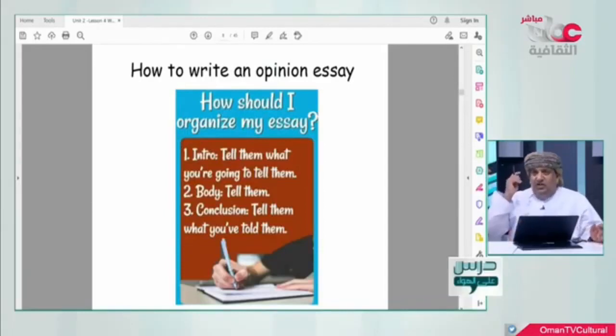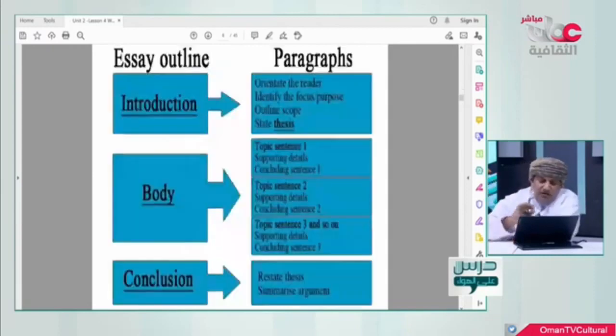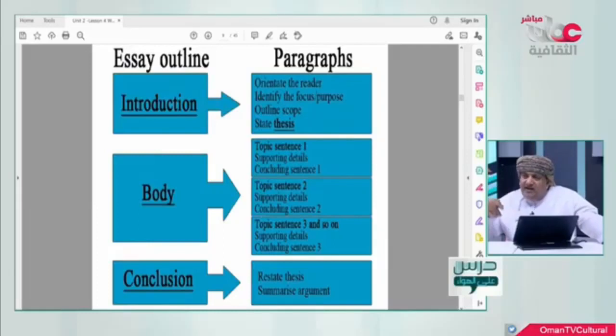So you have three parts in your paragraph, in your essay. First, the introduction. You tell them what you are going to tell. Also, the body. You tell them your ideas and you give evidence. Also, you have the conclusion. You tell them what you have told them before. So the essay outline, we have three parts, as we said. We have the introduction and the body and the conclusion. So we have three main parts in our essay. Of course, we are going to go through these parts very deeply in this lesson.